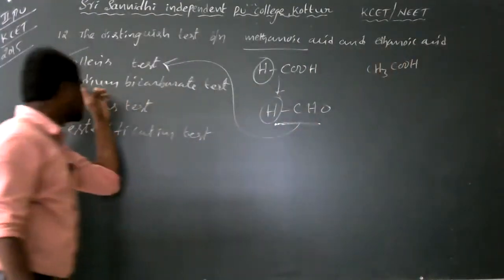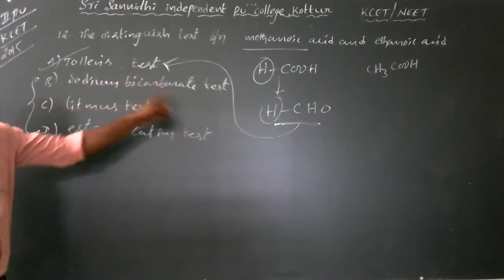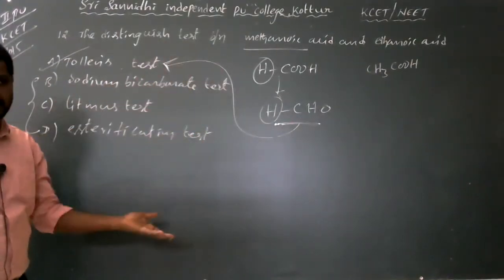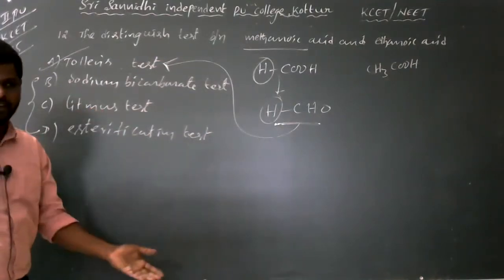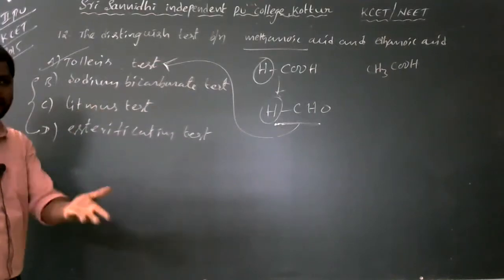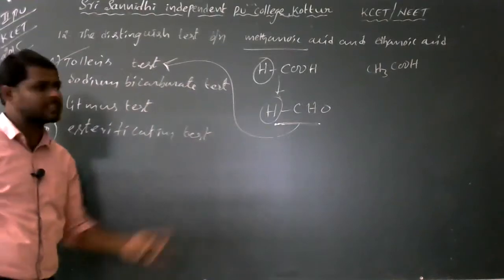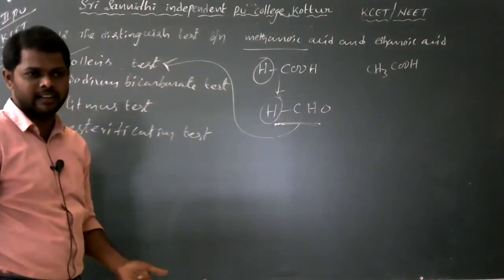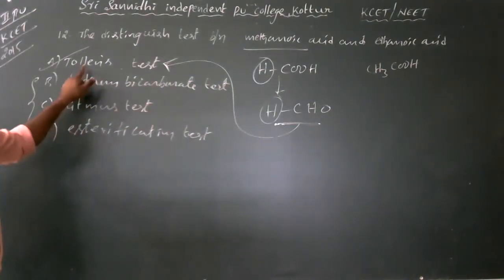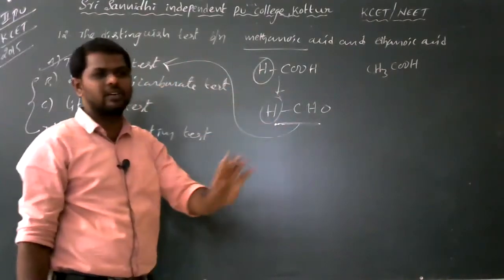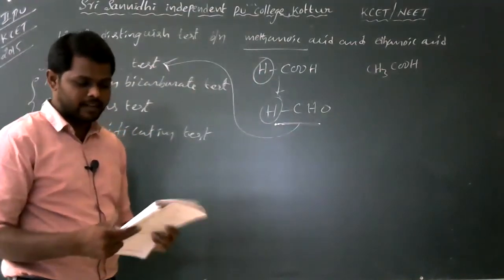But when you take option B, option C and option D, you have to observe here. The sodium bicarbonate test is used for methanoic acid and ethanoic acid; both are carboxylic acids. In the litmus test, blue litmus turns red, and both are carboxylic acids there also. Then the esterification test: both carboxylic acids give esters. So options B, C and D are just tests for carboxylic acids, but the Tollens test is used to distinguish methanoic and ethanoic acid. That was question number 12. Next, go with question number 13.